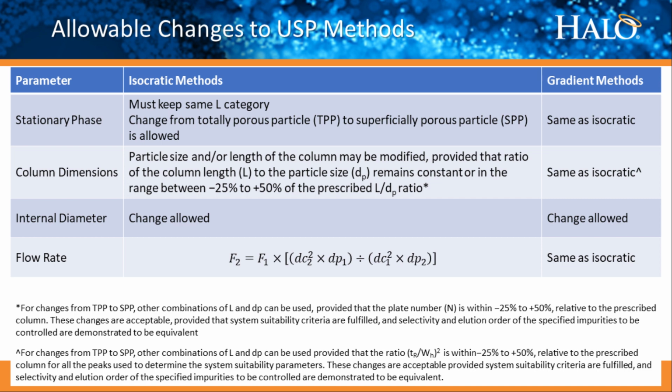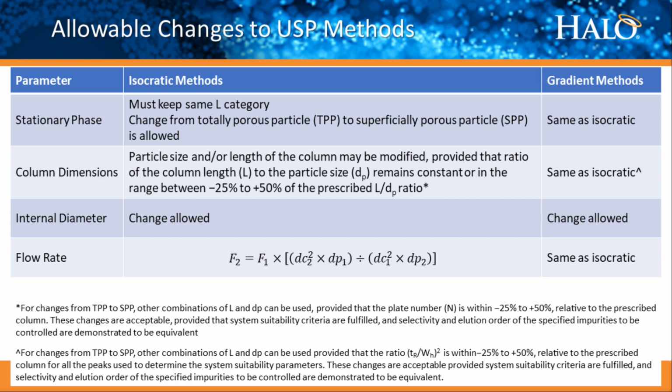and all of those L categories are listed on the USP site. You are able to change from a totally porous particle, TPP. I refer to them as fully porous particles, so these two can be used interchangeably, to SPP columns. That is allowed. So that's been in effect for isocratic methods, and now that's available also for gradient methods.